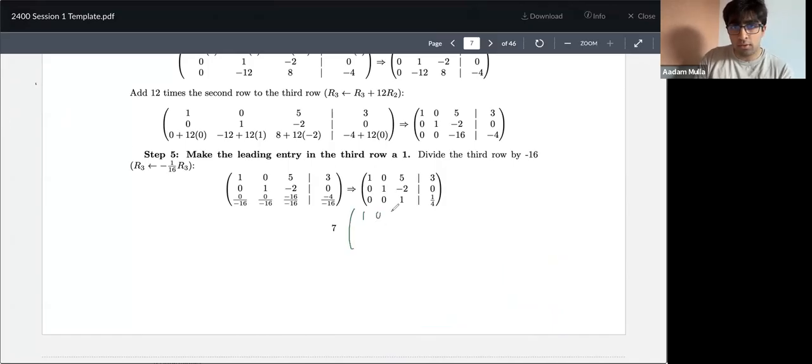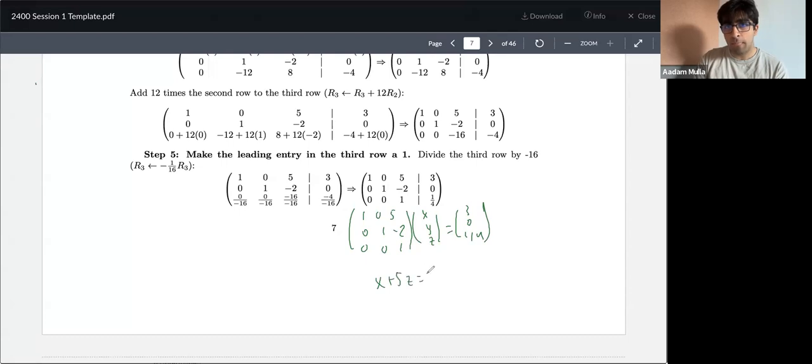So quickly. 1, 0, 5, 0, 1, negative 2, 0, 0, 1 times x, y, z equals 3, 0, 1 fourth. Okay, so we get x plus 5z equals 3. Okay, then we do the second row, 0x plus 1y, so 1y minus 2z equals 0. Great. And if you look at the third row, because the third row only has 0, 0, 1, x and y are eliminated, so it's 0x plus 0y plus 1z equals 1 fourth. So immediately we found z, right?